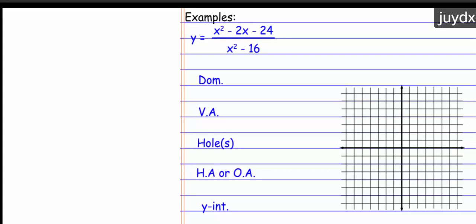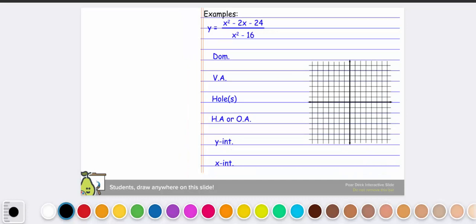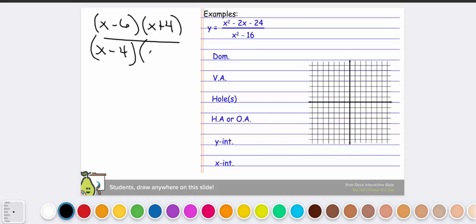So the first thing we're going to do is, of course, go ahead and simplify what we can see. So out of this problem, numerator, we got x minus 6 and x plus 4. Denominator, x minus 4 and an x plus 4. Alright, so that answers my first question. Domain, the restrictions are x. You are not allowed to be positive and negative 4.